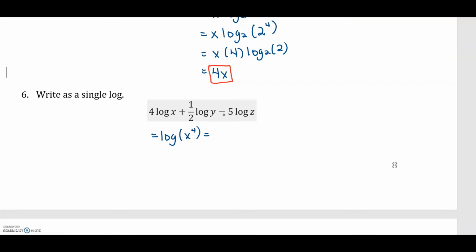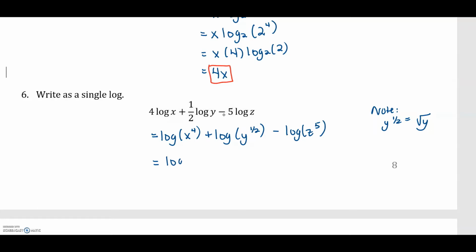Then we have plus log of y to the power of 1/2 minus log of z to the power of 5. Remember that y to the 1/2 is just equal to the square root of y. So now using the product and the quotient rules for logarithms, we can simplify this as log of x to the 4 times the square root of y divided by z to the power of 5.